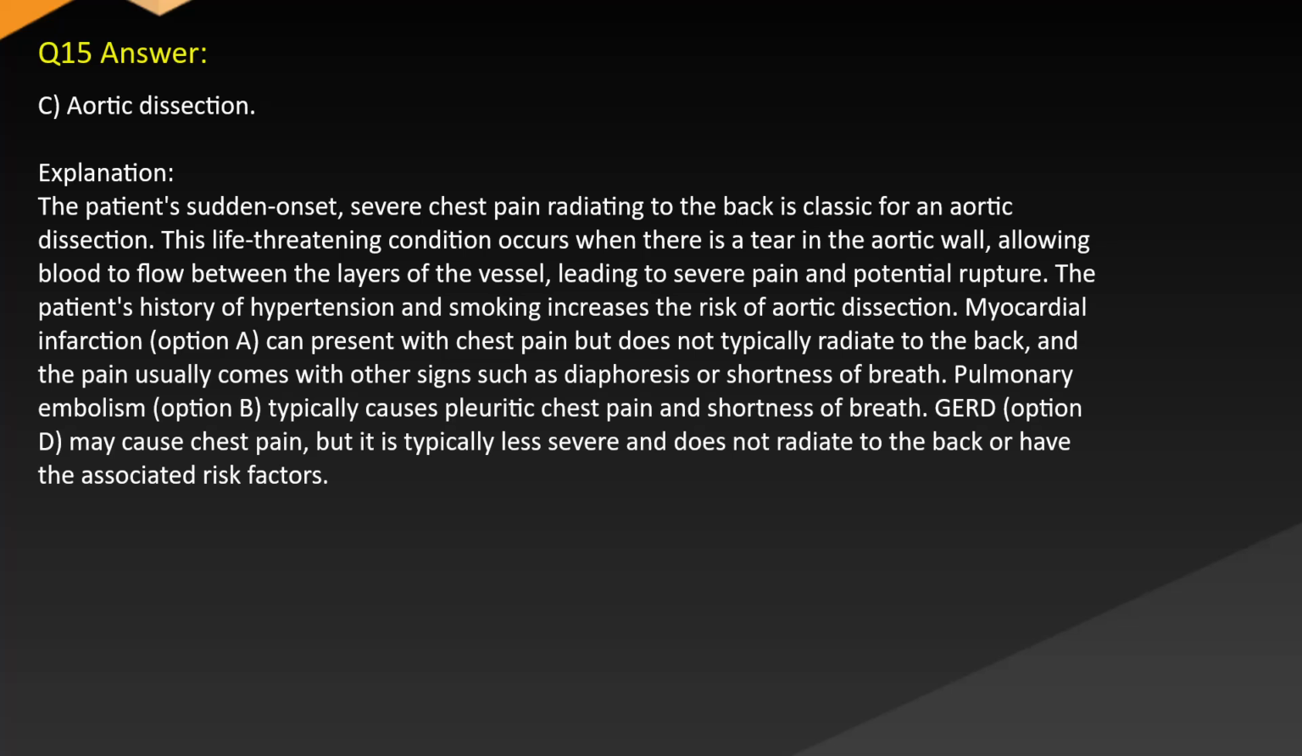Myocardial infarction, option A, can present with chest pain but does not typically radiate to the back, and the pain usually comes with other signs such as diaphoresis or shortness of breath. Pulmonary embolism, option B, typically causes pleuritic chest pain and shortness of breath. GERD, option D, may cause chest pain, but it is typically less severe and does not radiate to the back or have the associated risk factors.